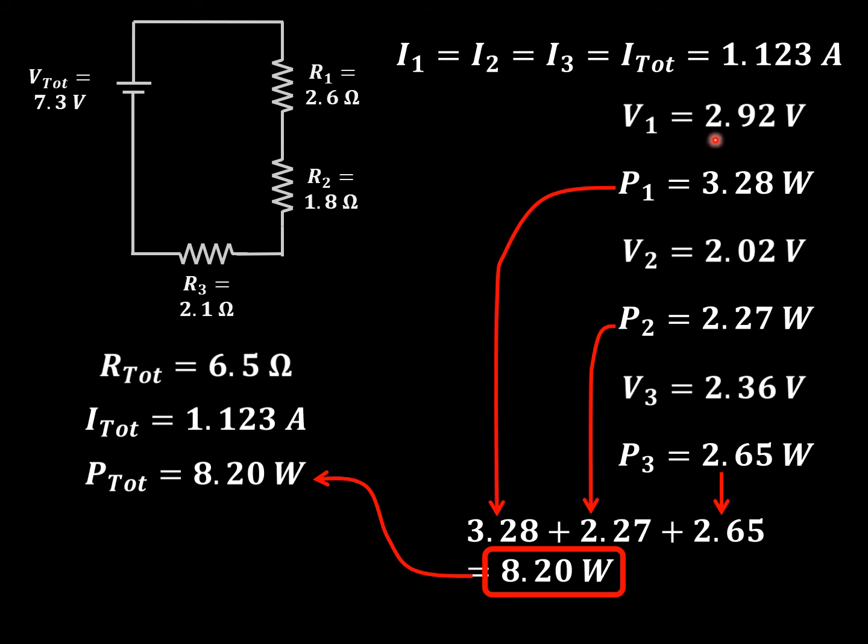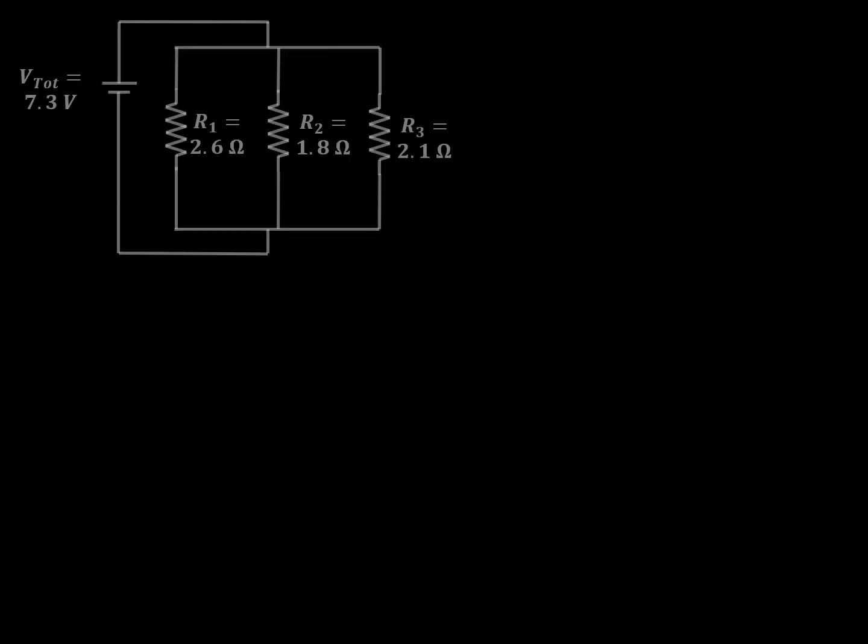Also notice that the 2.92 plus the 2.02, so that's a total of 4.94, and then the 2.36, so that's going to be, let's see, 2.94. That gives me a total voltage of 7.3, which is equal to the total voltage that the battery outputs. So the total voltage the battery outputs and the total voltage used by the resistors are going to be equal to each other.